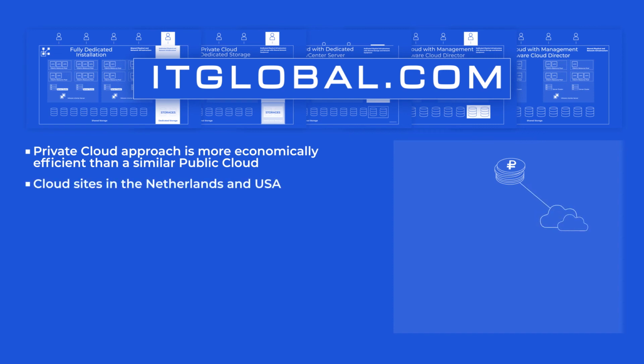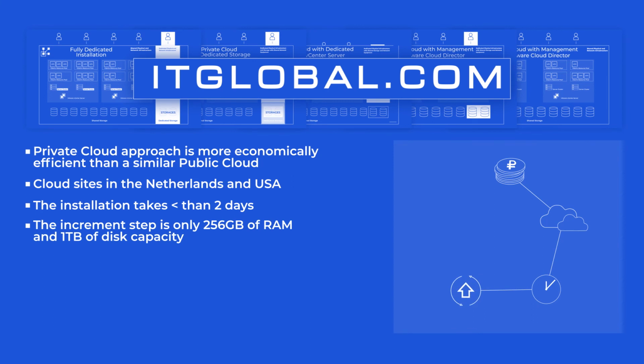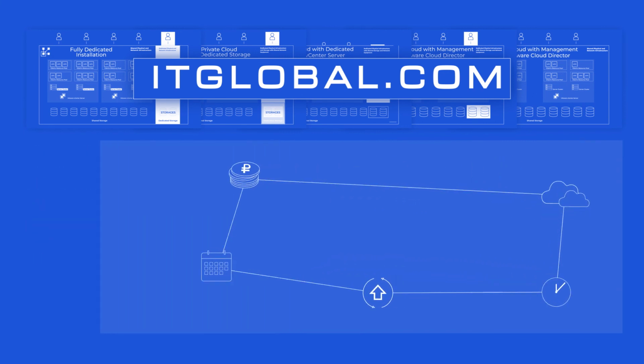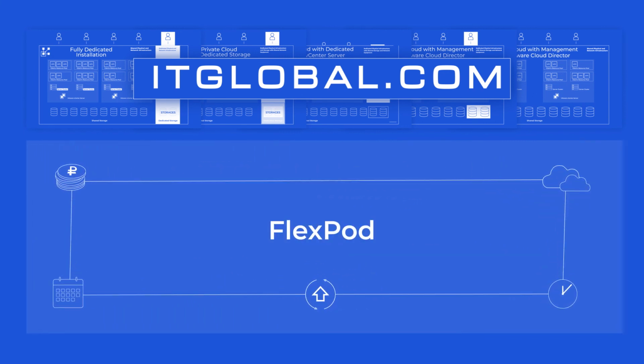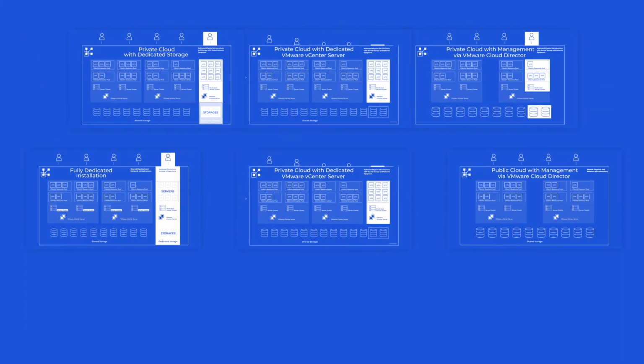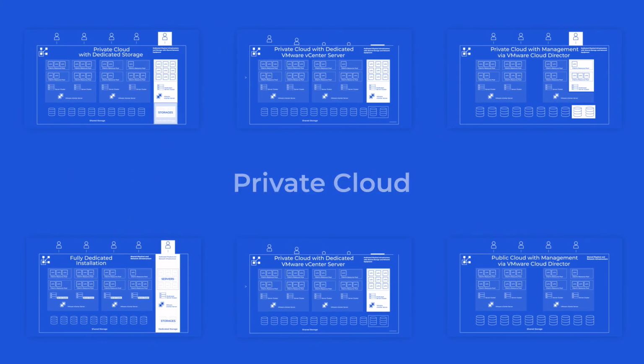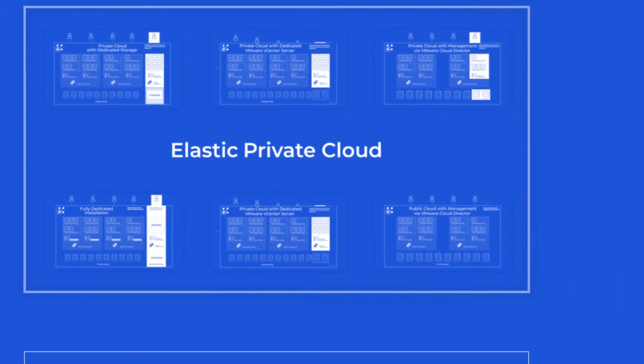For our customers, the installation of private cloud takes no more than 2 days. The scaling can be very smooth, since the minimum step is only 256 GB of RAM and 1 TB of disk capacity, and the minimum rental period is only 3 months. We achieved this using the FlexPod technology and our profound experience in planning and managing cloud platforms. That is why we call our private cloud Elastic Private Cloud. And this describes the essence of the service in the most precise way.